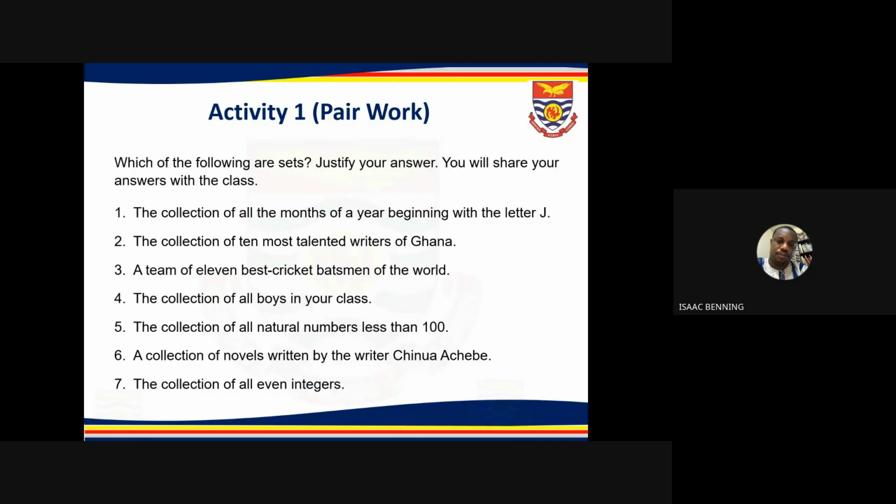Now I have these activities here. Number 1 to number 7, I have 7 statements here. Your task is this. Identify whether the following are sets. Justify your answer. So you indicate whether the statement is a set or not a set. Then you provide reason for your decision.